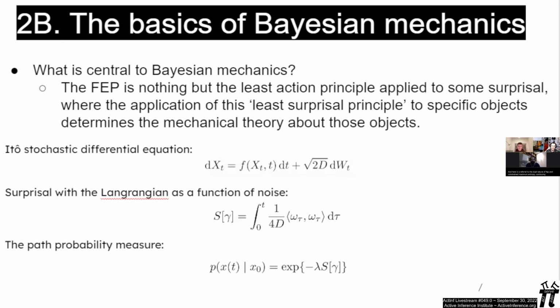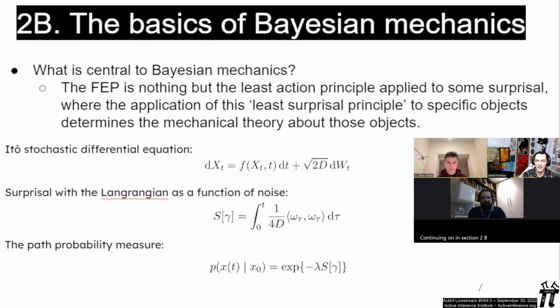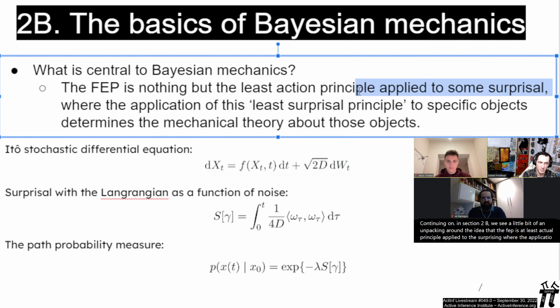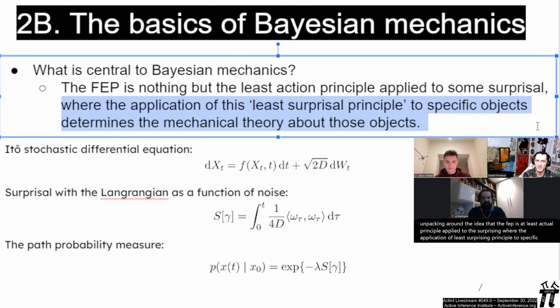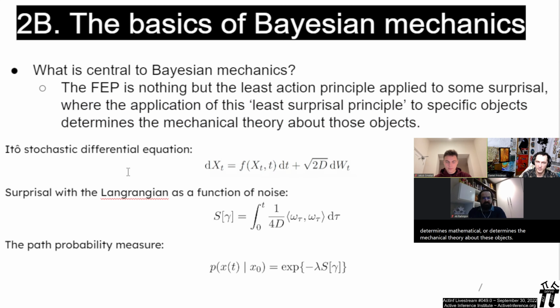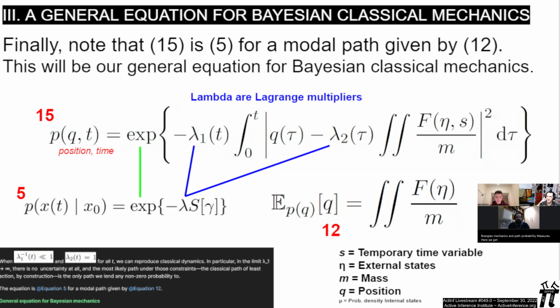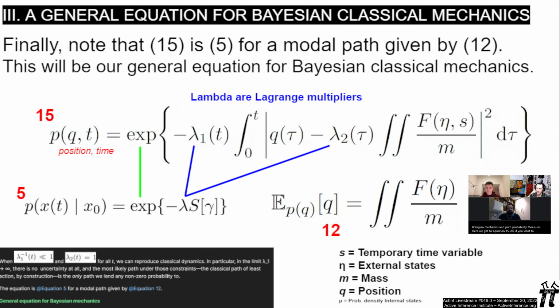Continuing on in section 2b, we see a little bit of an unpacking around the idea that the FEP is a least action principle applied to surprisal, where the application of the least surprisal principle to specific objects determines the mechanical theory about these objects. And so, it would be awesome for those who are familiar with Ito calculus and stochastic differential equations, Lagrangian mechanics, and path probability measures. Here we get to equation 15. Ali, if you want to unpack a little bit what's happening here.